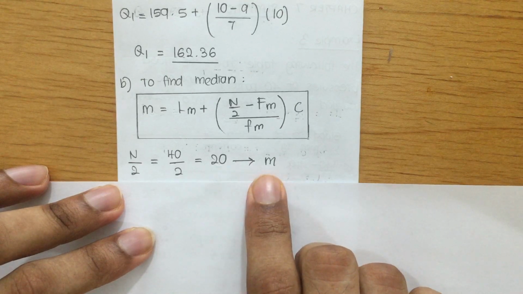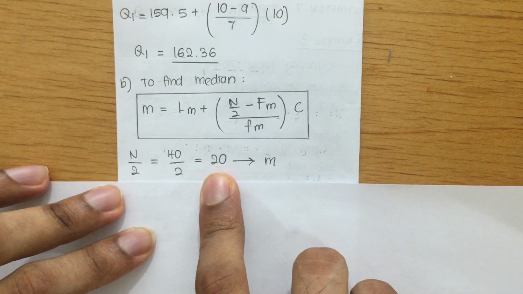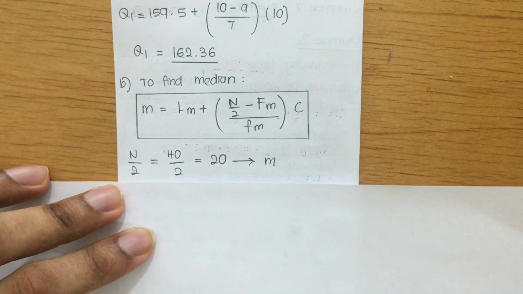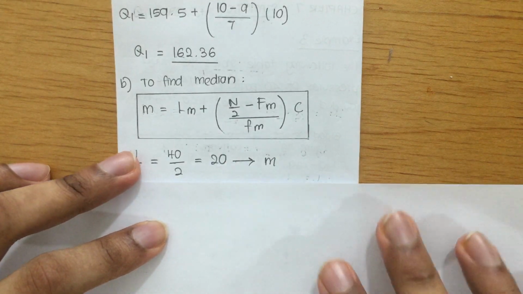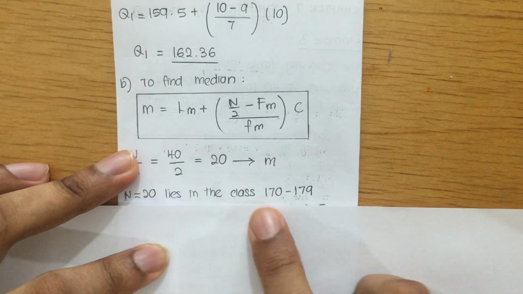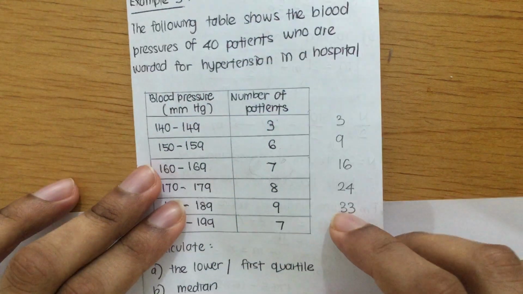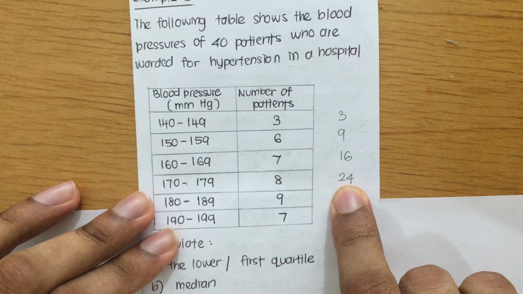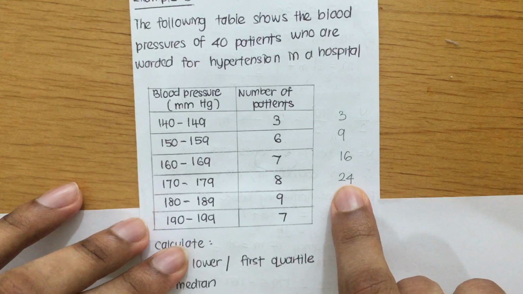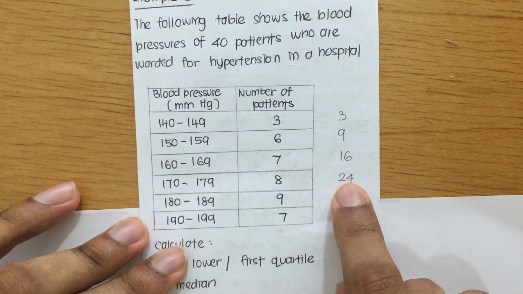So 20 is your median frequency, but we need to find the corresponding class of this 20 frequency, guys. So which class of the data does the 20 lie in? According to the table that I've shown, n equals 20 lies in the class 170 to 179. Okay guys, you can check over here: 3, 9, 16 and 24. So 24 is already more than 20, so it satisfies the median class range here. So 170 to 179 is your median class, guys.